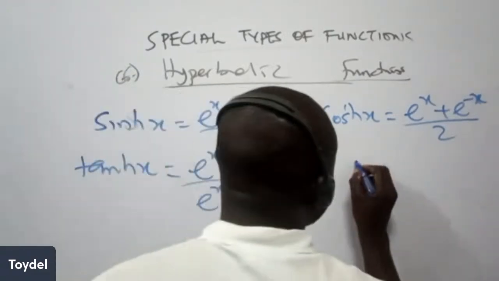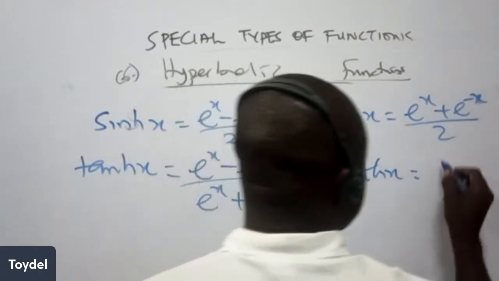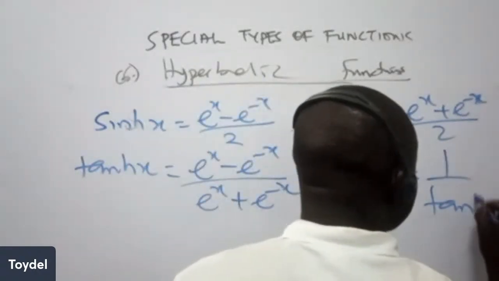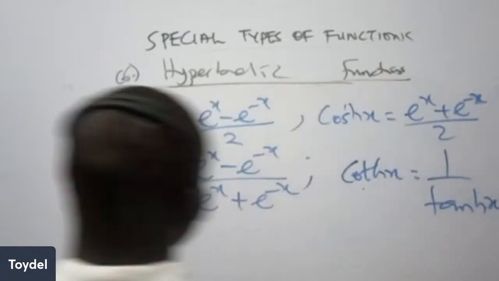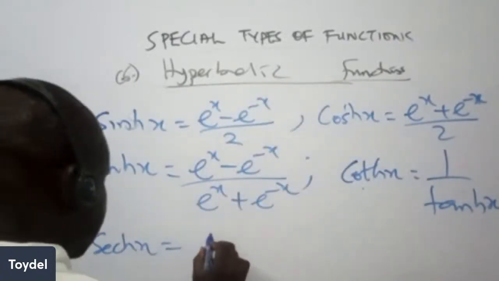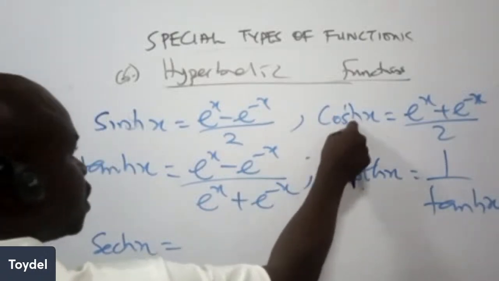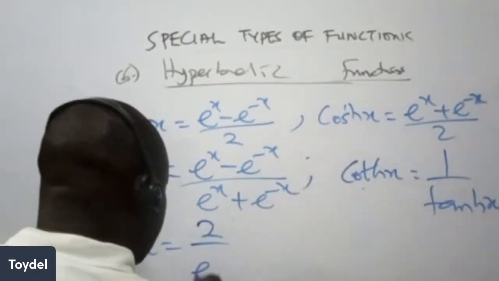And of course, we have coth x. This is the same thing as the reciprocal of tanh x. Then we can also have sech x, which is the same thing as the reciprocal of cosh. That is, we are going to have 2 all over e raised to x plus e raised to minus x.